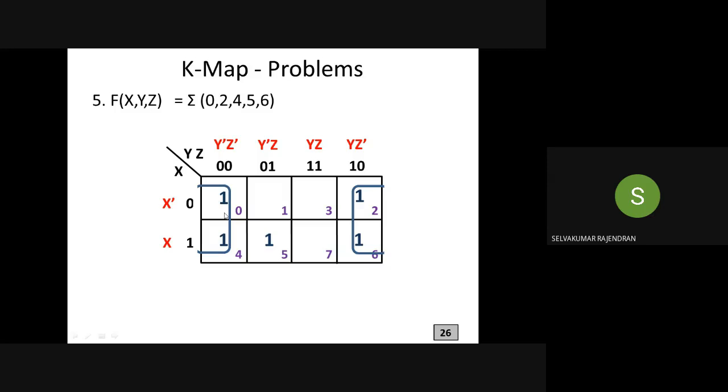Then I'm grouping the number of ones. Here you can combine leftmost and rightmost cells, so the maximum possible number of ones is 4. By taking the leftmost cell and rightmost cell, you can combine 4 ones. So this is my first group, then this is my second group. From the first group, I will get the minterm Z prime. From the second group, I will get the minterm X Y prime. By summing these two minterms, the Boolean function will be Z prime plus X Y prime.